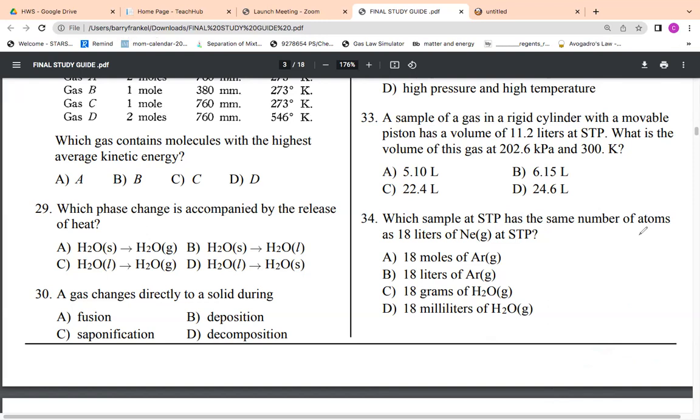All right. I'm also just noticing that this right here is specifically saying the same number of atoms. So if they are saying atoms, just make sure that the unit, whatever unit they're giving you, you match that up. All right.